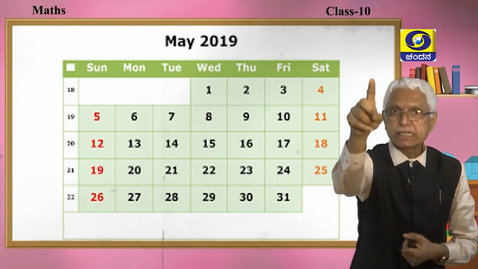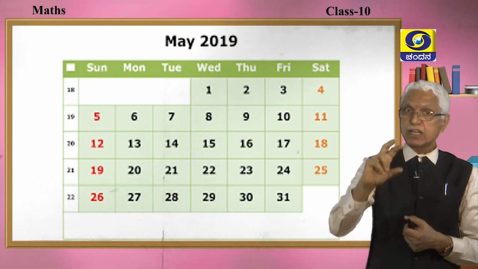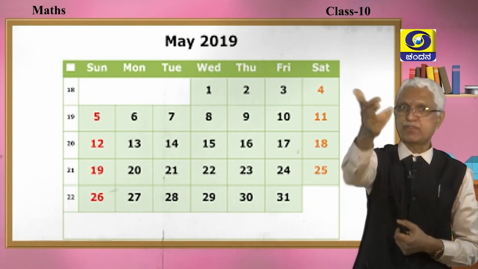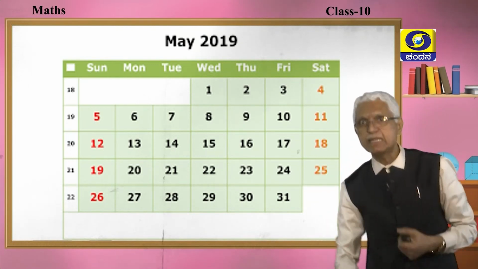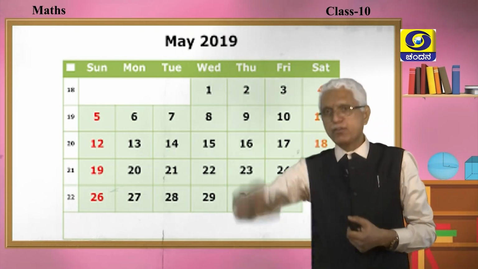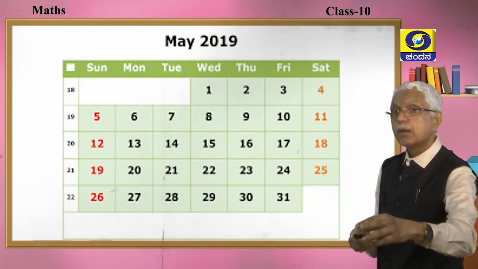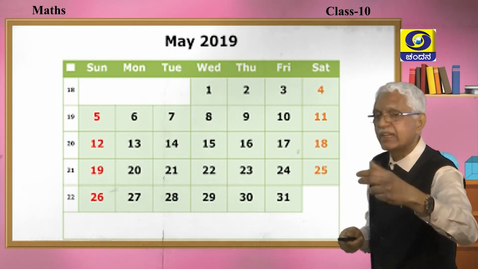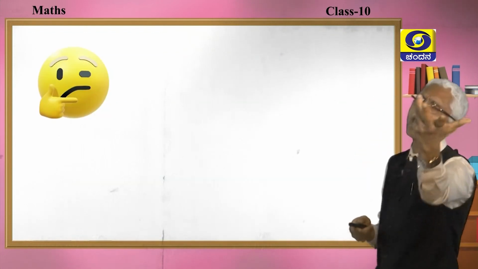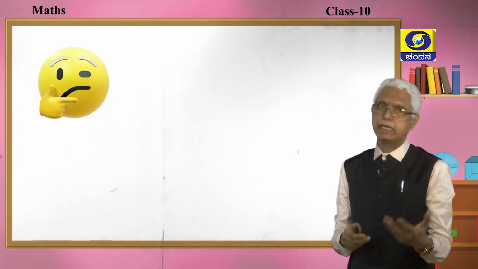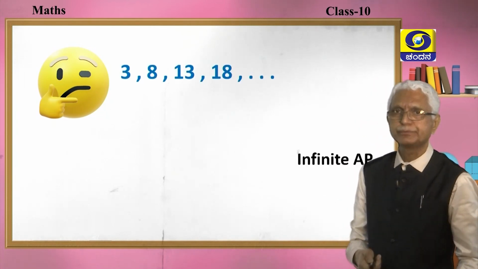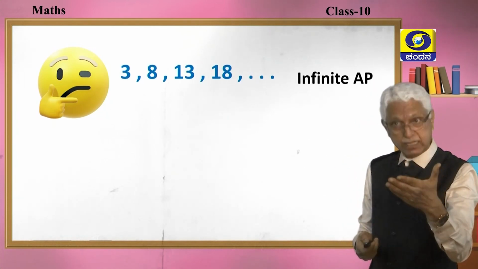17 plus minus 7 is 10. So, under the Sunday column, the common difference was plus 5, plus 12, plus 19. Under the Friday column, if you go in the reverse order, you have 31 plus minus 7, 24, plus minus 7. So, common difference can be positive or it can also be negative. It can even be 0.